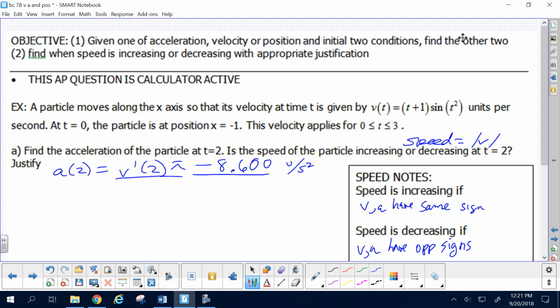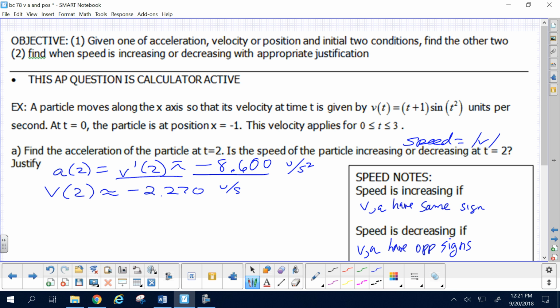Now then, in this case, they had you find the acceleration at time 2. So I've got that component. But to finish this question, is the speed increasing or decreasing at time 2? What else do I need? I need the velocity at 2. So you need to find the velocity at 2, which is the derivative of the original function at 2. So I imagine that's something like 3 sine of 4. Sine of 4 is negative, so that should be a negative number. What is it? Negative 270. Okay, and what are the units?